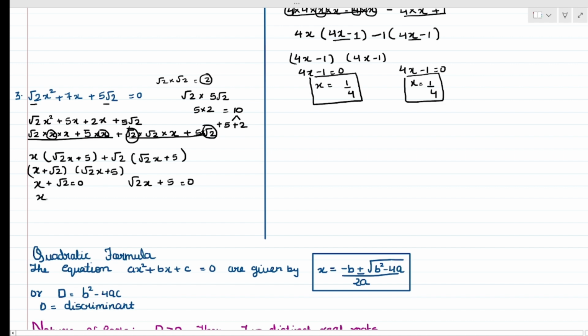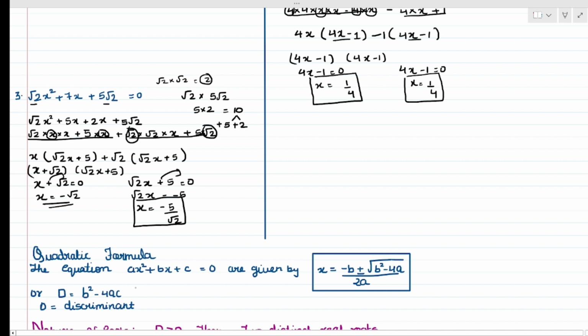Side change, sign change, that means plus under root 2 becomes minus under root 2. This is my first x value. And for the second, under root 2x equals to side change, sign change, that means negative 5. And since root 2 is in multiplication, it goes down, that means it will go in divide. And the second is x is equal to minus 5 under root 2.